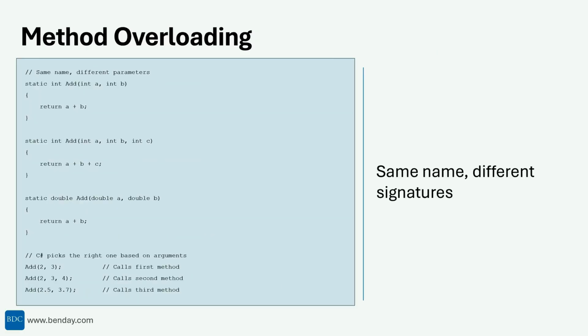You can have multiple methods with the same name as long as their parameters are different. C# figures out which one to call based on what you pass. This is called overloading.